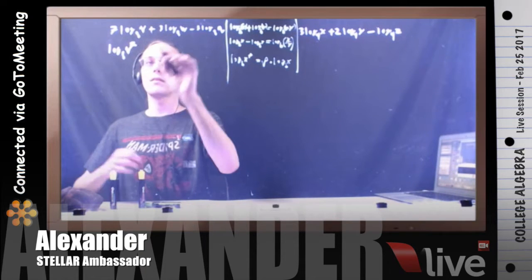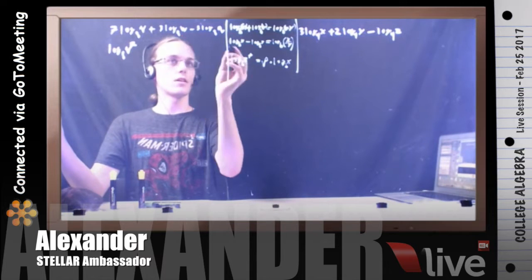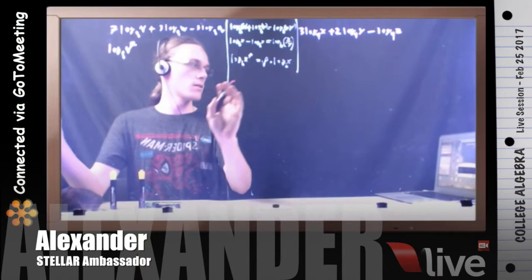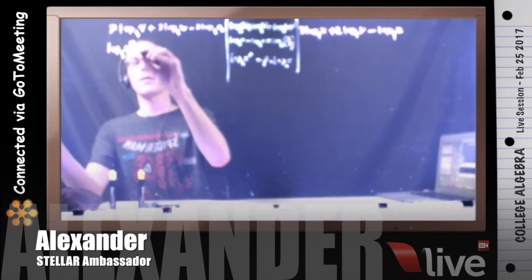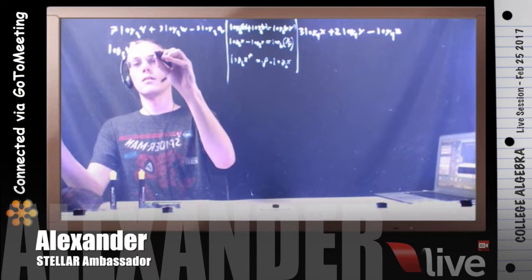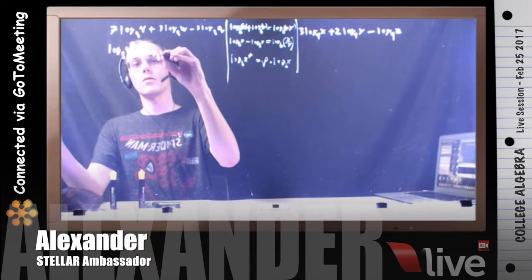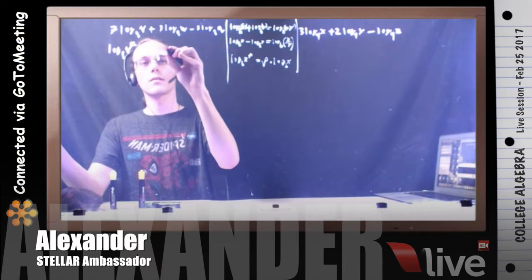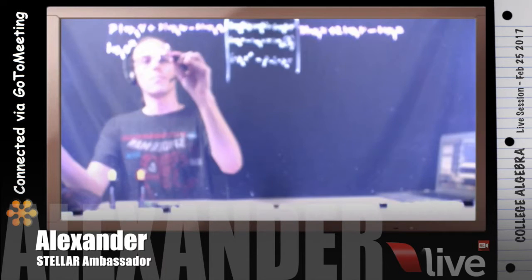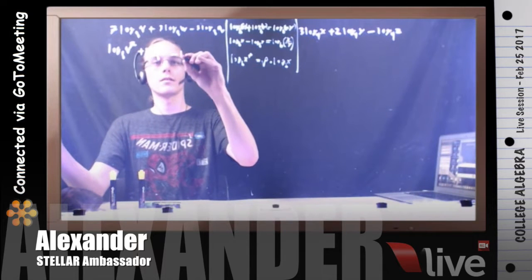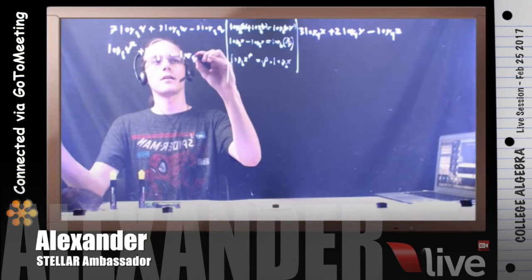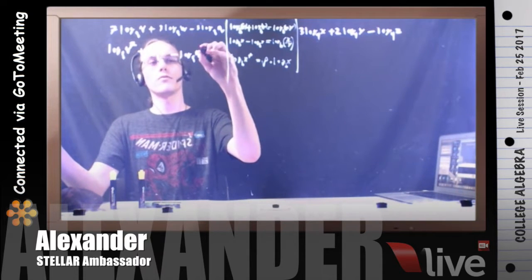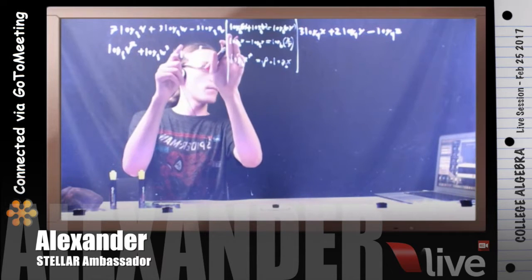But if you can keep hearing me, then what I'm going to do is just finish these other two using this property. So with this one, I'm going to write plus log base 8 of w cubed. So here I'm just bringing the 3 up, minus log base 8 of q to the 5th. So notice I brought the 5 up.